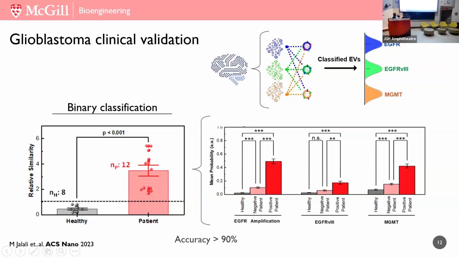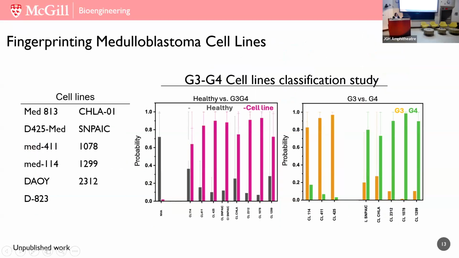look at patient data. We had access through MNI to 12 GBM patients, and we tried to understand whether we can classify between cancerous and healthy samples and, more advanced, whether we can classify between different molecular alterations, here EGFR variant 3 and MGMT. Again, we used MB as our model.